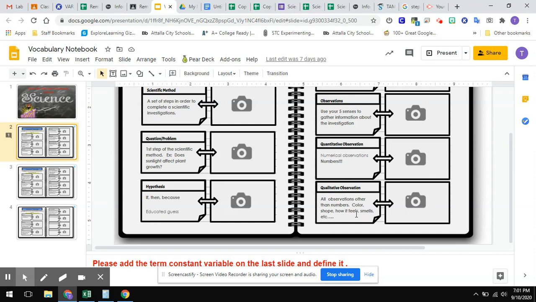I will not be putting anything on the test where I'm trying to trick you and give you something that's both. Okay. But just letting you know that it is possible that you could have an observation that contained both types of observations in it.